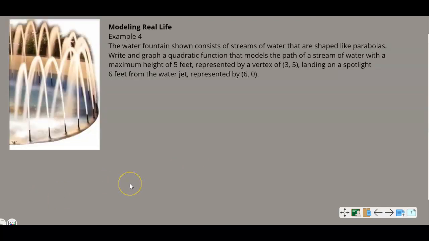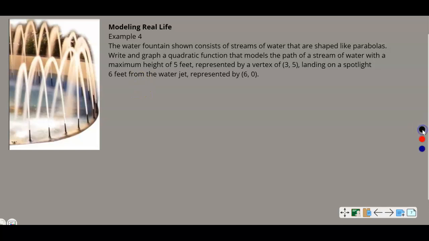All right, so this is the last example, modeling real life. The water fountain shown consists of streams of water that are shaped like parabolas. Write and graph a quadratic function that models the path of a stream of water with a maximum height of 5 feet, represented by a vertex of 3, 5, landing on a spot 6 feet from the water jet, represented by 6, 0.